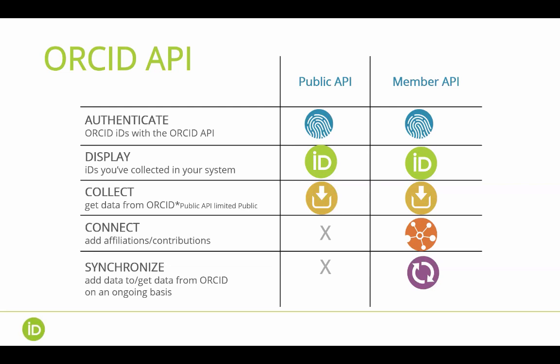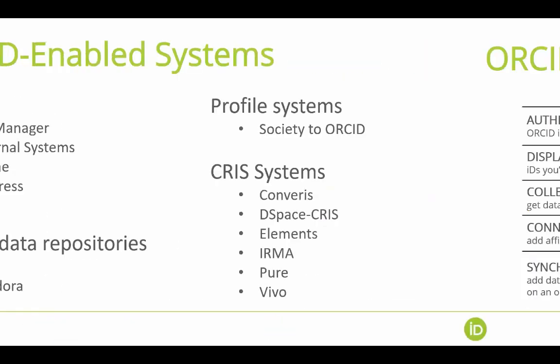And with the member API, you also get the benefit to connect, which means that you can add affiliations or contributions to the researcher's ORCID record. I will provide some demonstration later on, and you can see clearly. And also you have the ability to synchronize, which means adding data as well as getting data from ORCID on an ongoing basis.